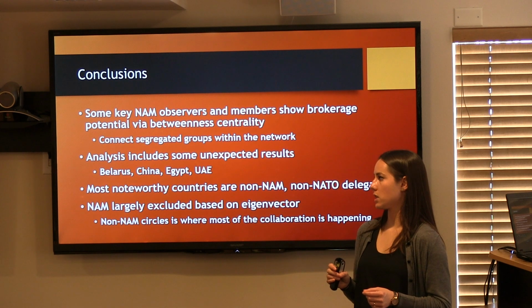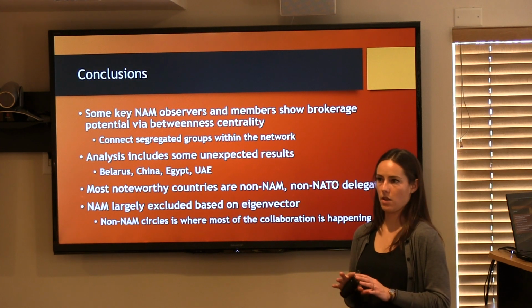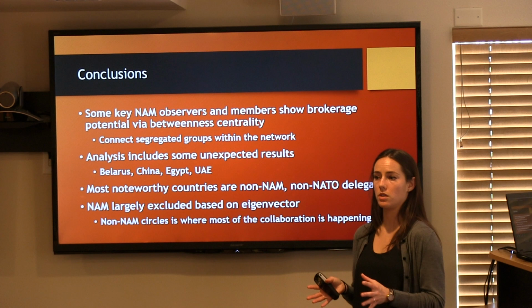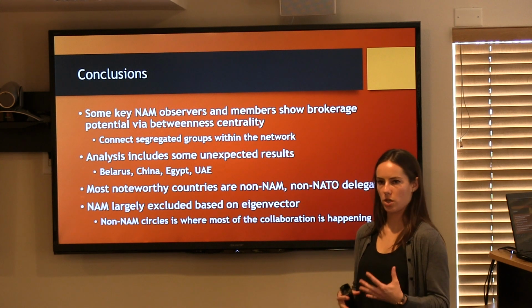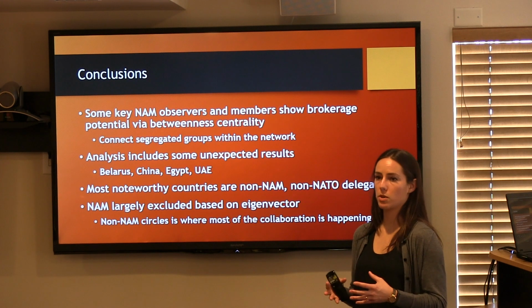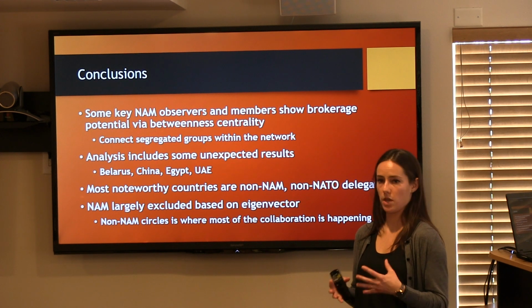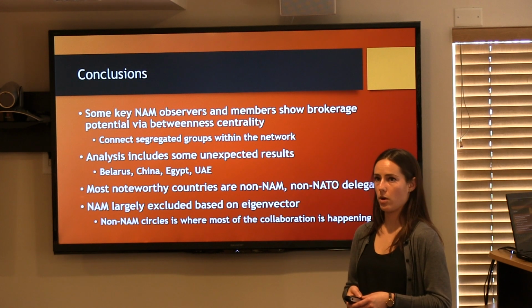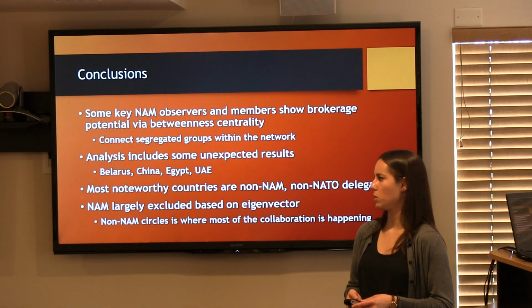But when looking at things like Eigenvector Centrality, they were largely excluded, which says that there's a lot of communication and collaboration happening with European Union members on a number of issues that non-aligned movement members are just excluded from. And so that says something about the ability for observers to broker relationships in that situation. It would not work as well.